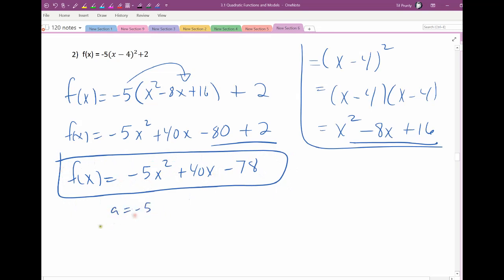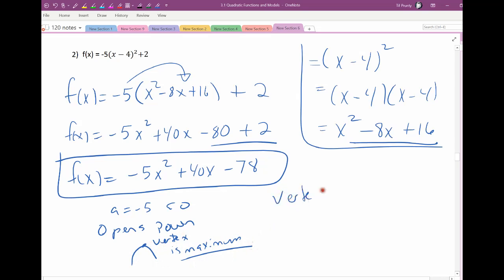The a is negative 5, so it's less than 0, it opens down. Right, opens down, which means my vertex, which I'm going to list in a second, is the maximum in this case.